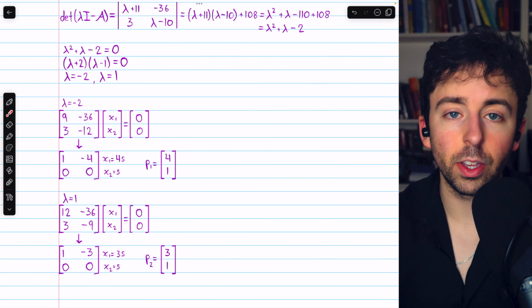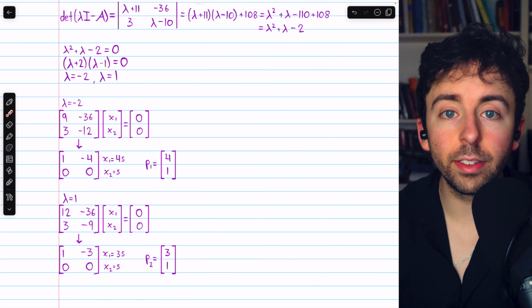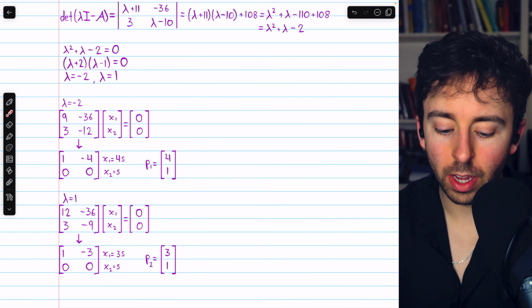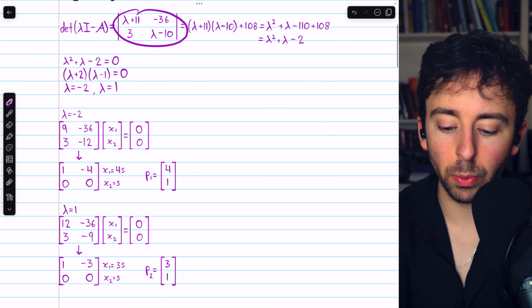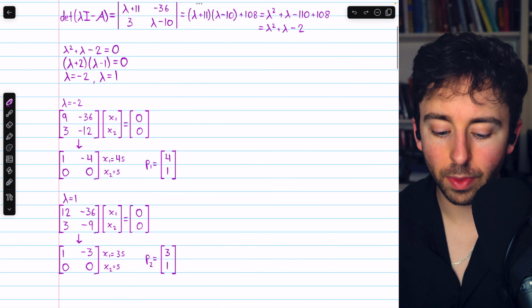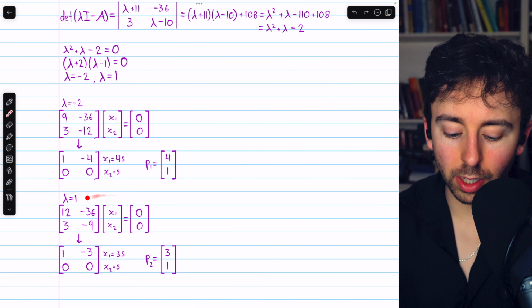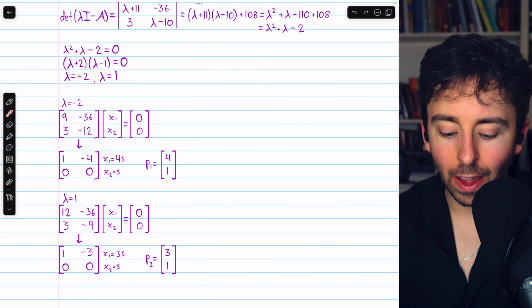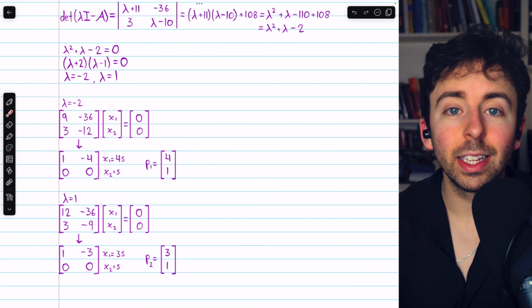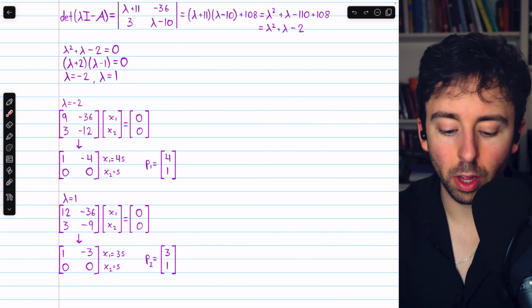Again, for this eigenvalue, the eigenvectors are the non-zero solutions to this system, where this coefficient matrix is just this matrix, but with lambda equals 1 plugged in. Again, we can perform Gauss-Jordan elimination. We just have to subtract 1/4 row 1 from row 2, and then divide row 1 by 12. That gets us to this reduced row echelon form.